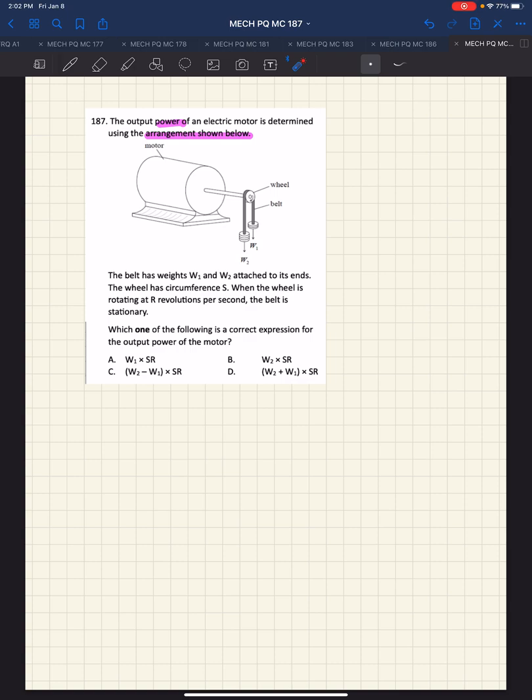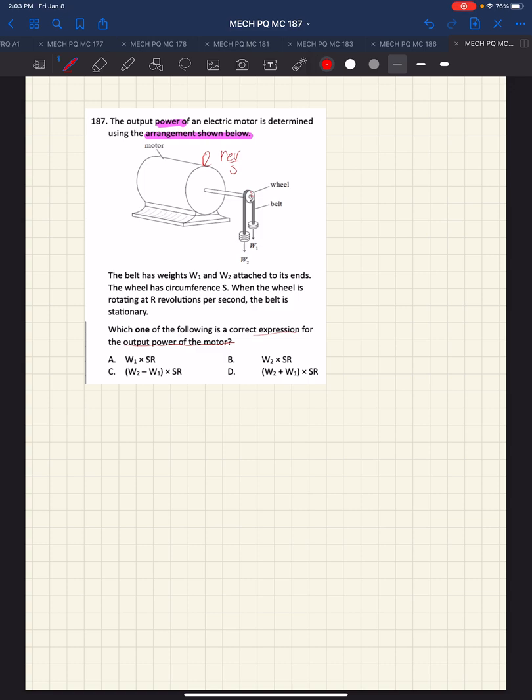So in this case, you see the motor is going in this direction. Gravity is pulling that one down, and the motor is working this way. So with this as a counterweight, it makes this easier to raise because of this additional weight on this side. So the belt has weights at its ends, has a circumference S, rotating R revolutions per second. Correct expression for the output power of the motor.